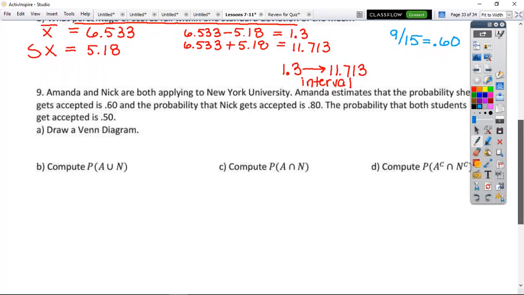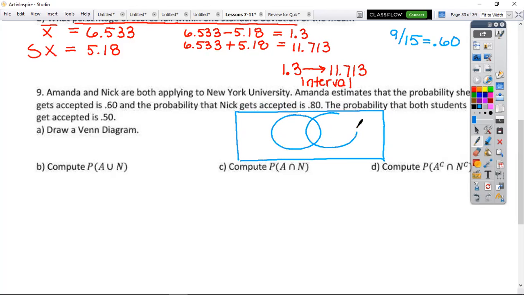And then last. So this is a Venn diagram question, and those of you that don't prefer those, you can do a table, it's fine. So we have the probability she gets accepted is 0.6, he is 0.8, and the probability that these both get accepted is 0.50. The 0.50 is the value you want to begin with. So 0.50 is your intersection.